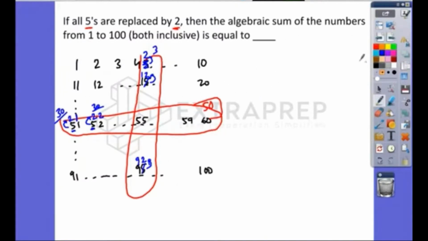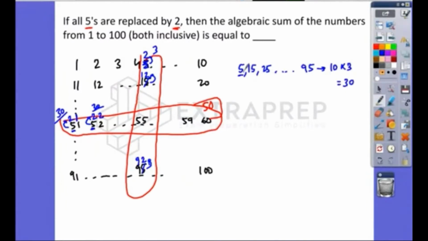Okay, let's look at how many places are there. 5, 15, 25, so on up to 95. How many times? That's 10 times. 1, 5, 2, 5, 3, 5, 4, 5, so on up to 95. That's 9 times, and 5 again. That's 10 numbers, and at every number there is a reduction of 3. So total 30 should be subtracted.